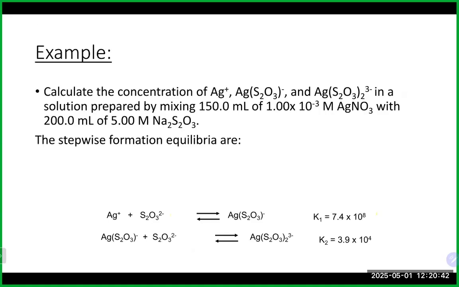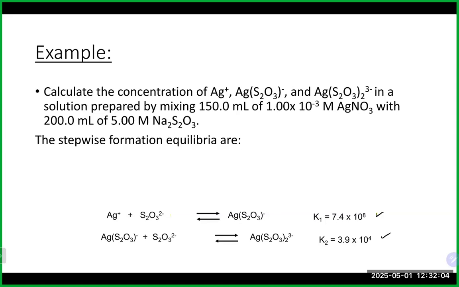All right. So why don't you try one here, which is this one. Here we want to calculate the concentrations of everybody here: the silver ion concentration, an intermediate, our complex ion, if we actually mix together 150 milliliters of 1 times 10 to the minus 3 molar silver nitrate with 200 milliliters of 5 molar Na2S2O3. Here they do give you the Kf in a stepwise fashion, to see what you come up with. We're not assuming the volume stays constant.